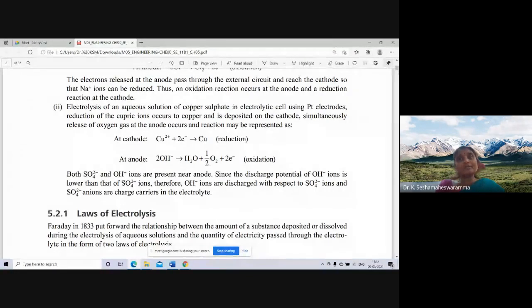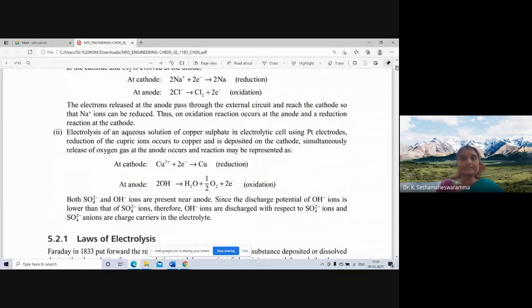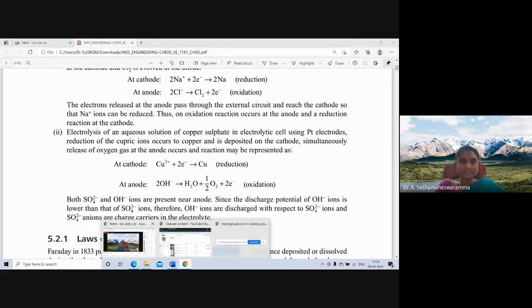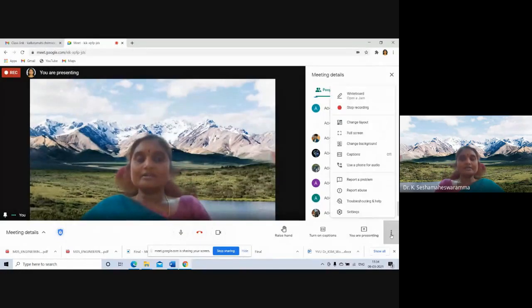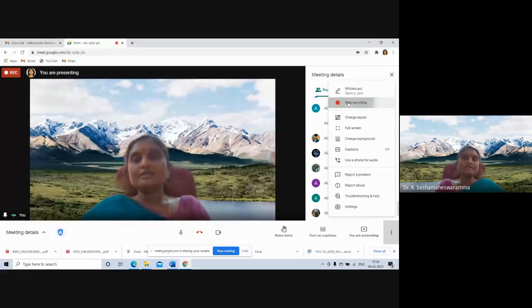This is the introduction about electrochemistry. Now we will move to the electrodes. Which kind of electrodes are they? What are the reference electrodes, and then we will discuss.